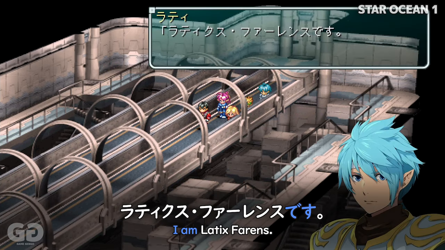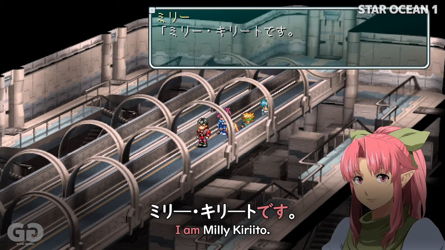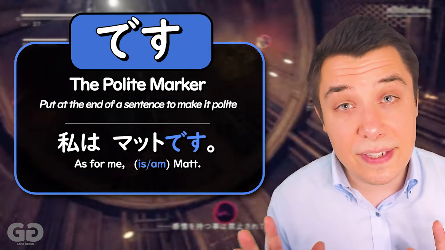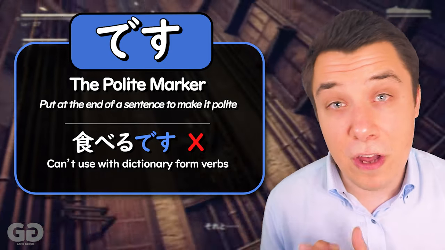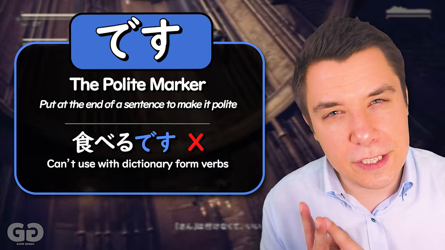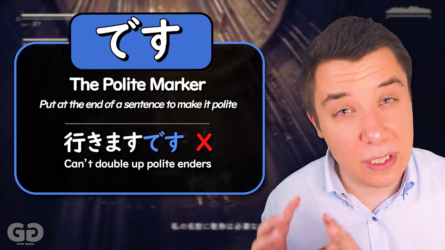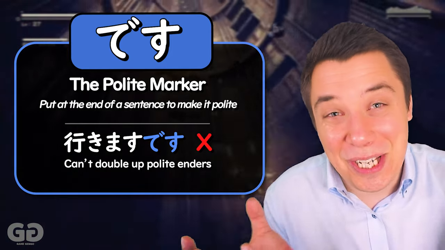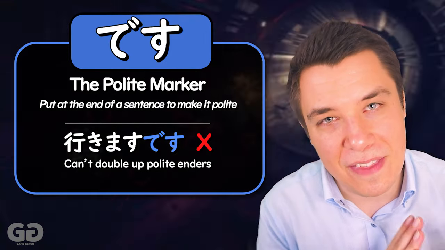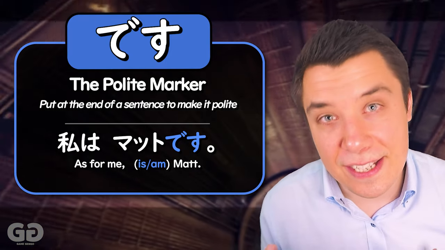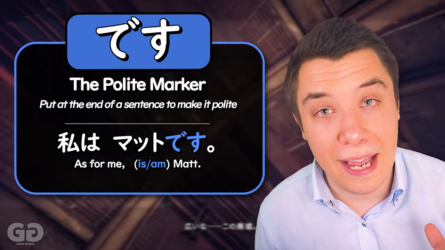You can add this to the end of any sentence that's not a verb or any kind of expression that's already expressing politeness, because you can't double up on politeness, right? You just have one thing to express the politeness at the end of the sentence. So here, desu would be the thing to make the sentence polite.